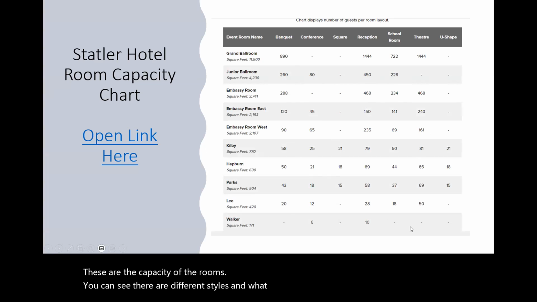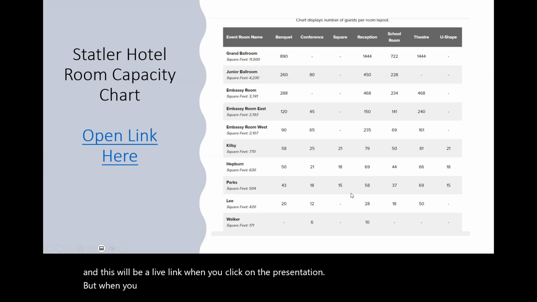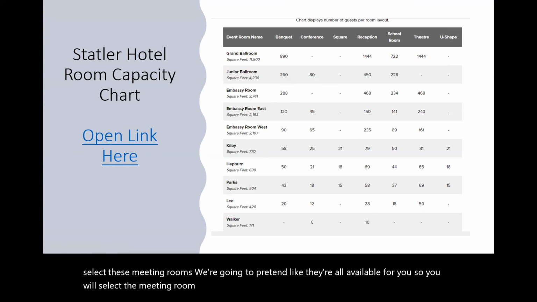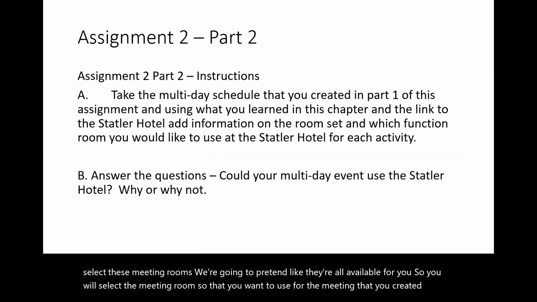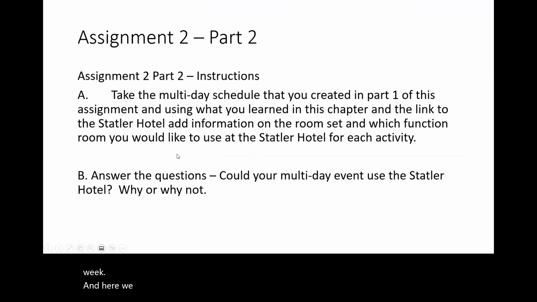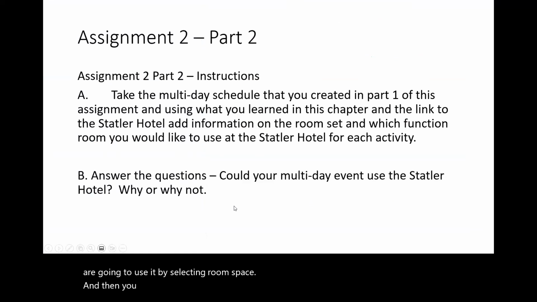And what you're going to do is you're going to go in, and this will be a live link when you click on the presentation. But when you go into the actual PowerPoint, it's a live link. But what you're going to do is select these meeting rooms. We're going to pretend like they're all available for you. So you will select the meeting rooms that you want to use for the meeting that you created last week. And here we go. You're going to take the information that you learned in part 1, and you're going to use it by selecting room space. And then you'll also answer the question is, could you use the Statler Hotel or not? Why or why not?